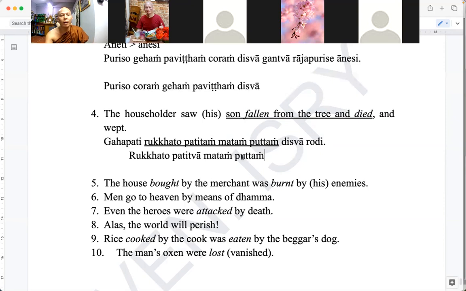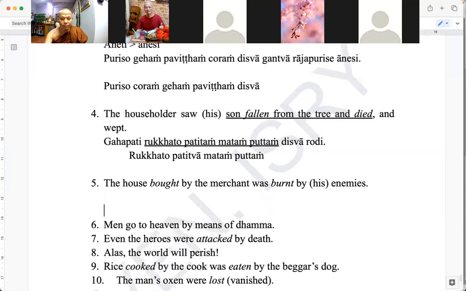Thank you, Bhante. Okay, and then now number five. The house bought by the merchant was burnt by his enemies. So here, bought. And then, burnt. So now, who will try? Who wants to try?